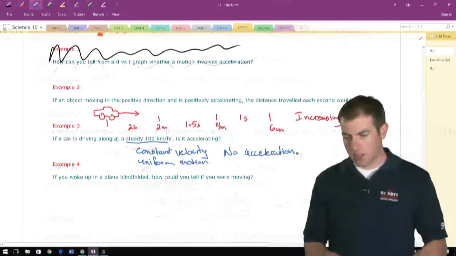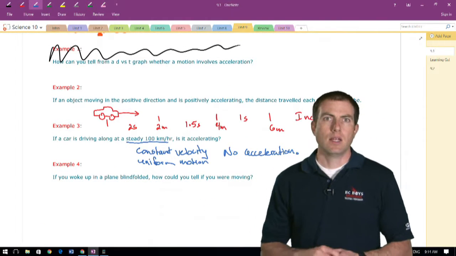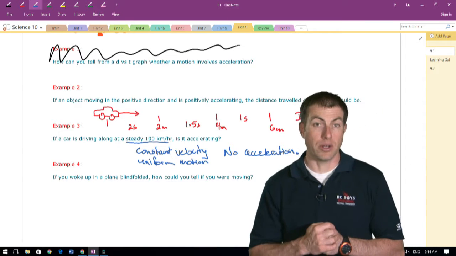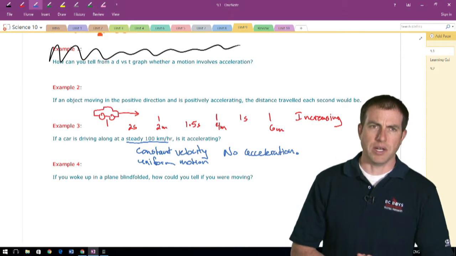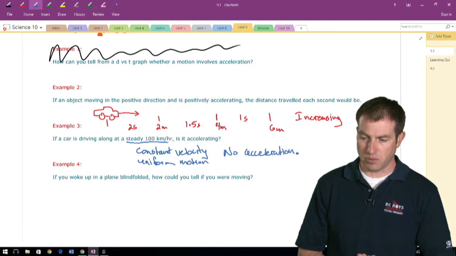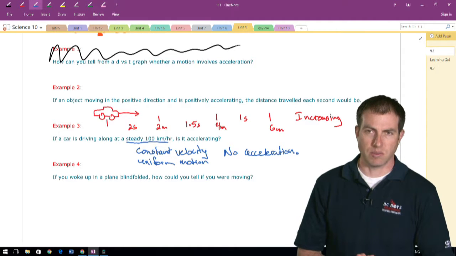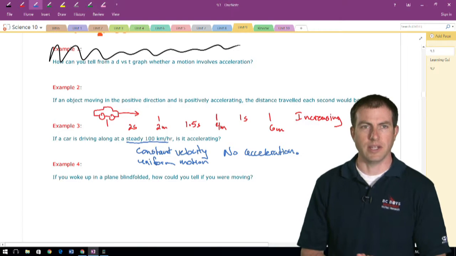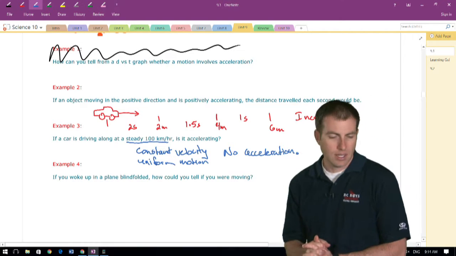Example number 4 is a good sort of, in physics or science, you can call them thought experiments. I think Einstein had a fancy German word for them. They were like Gedankens or something like that. Does anyone speak German? Gedanken, does that make sense? I don't know why I remember that.